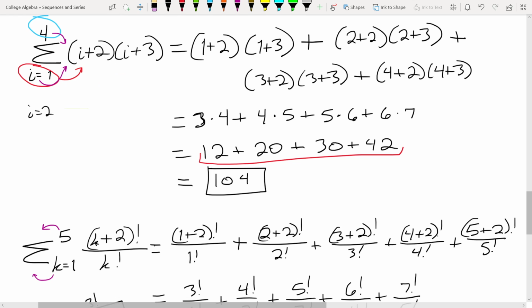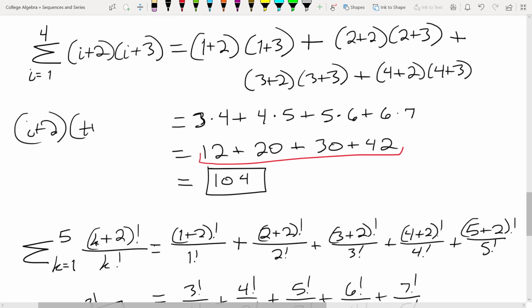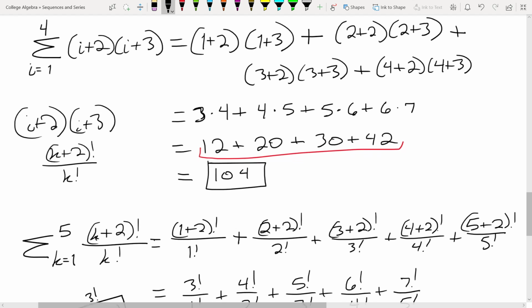Let me clean this up a little bit. It's easier to see. So (i plus 2) times (i plus 3) is almost the same as (k plus 2) factorial over k factorial. And these kinds of properties, if you're willing to expand this algebraically, you can actually find these properties out. It takes a little bit of work. The algebra is kind of tedious, but you can see those.